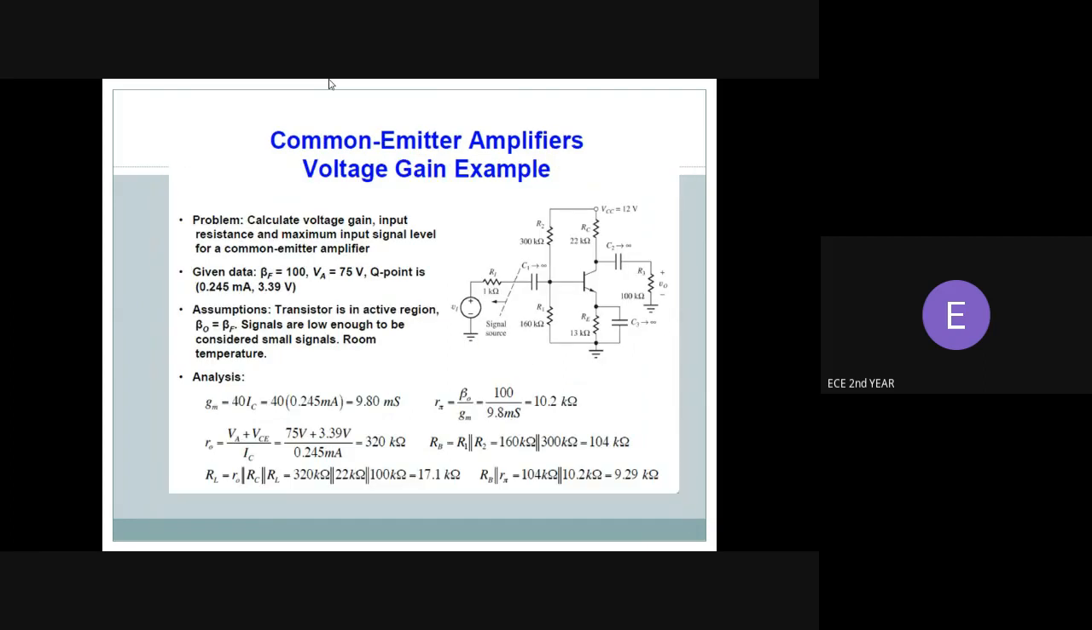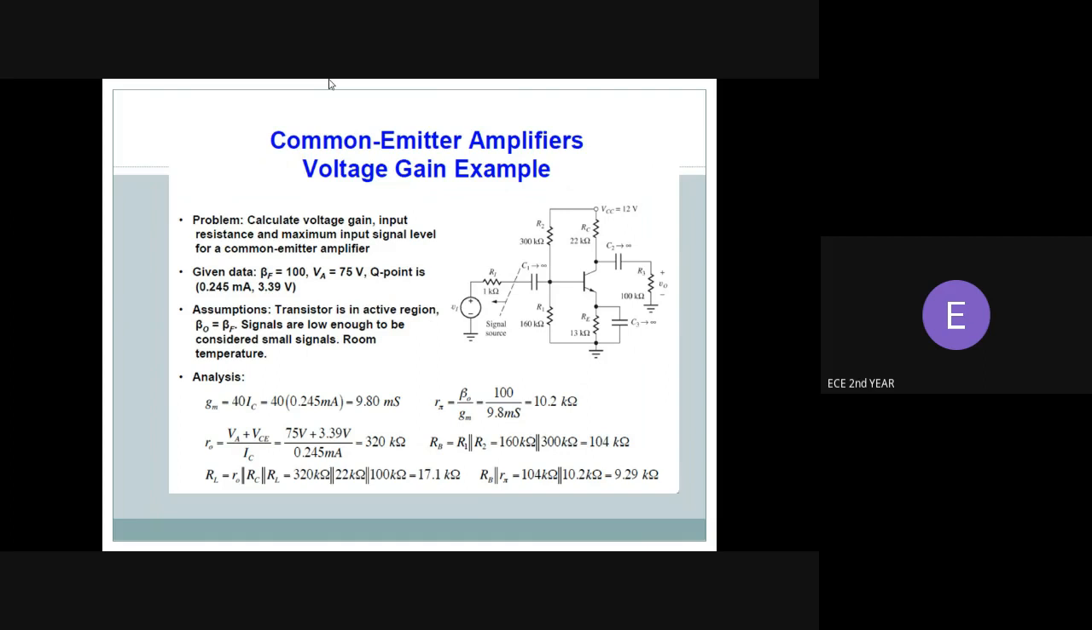Common emitter amplifier voltage gain with an example. Here we do a real-time example and analyze the values. In this problem, we're going to calculate the voltage gain, input resistance, and maximum input signal level for the common emitter amplifier.